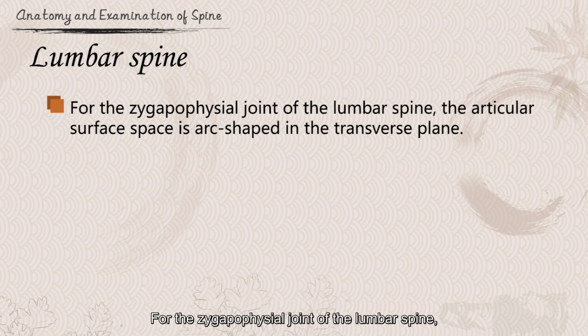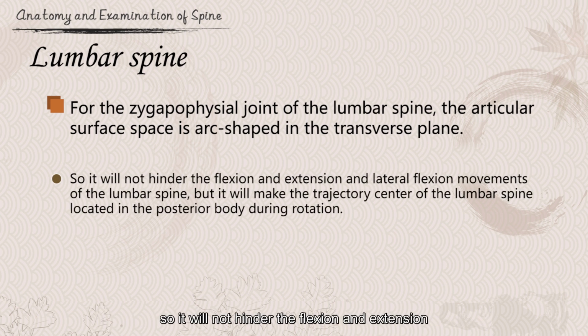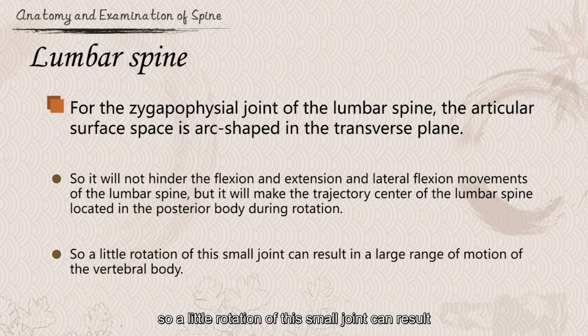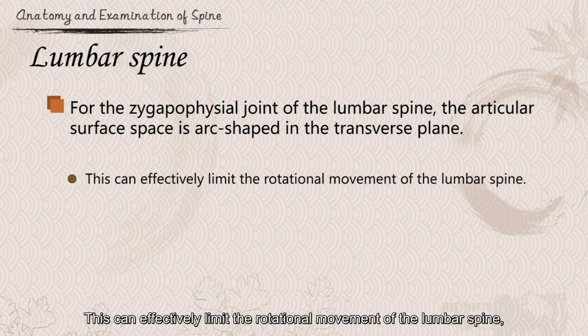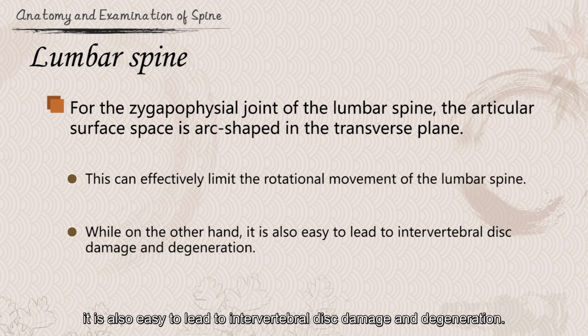For the zygapophyseal joint of lumbar spine, the articular surface is arc-shaped in the transverse plane, so it will not hinder the flexion and extension and lateral flexion movements of the lumbar spine, but it will make the trajectory center of lumbar spine located in the posterior body during rotation. So a little rotation of this small joint can result in a large range of motion of the vertebral body. This can effectively limit the rotational moment of the lumbar spine, while on the other side, it is also easy to lead to intervertebral disc damage and degeneration.